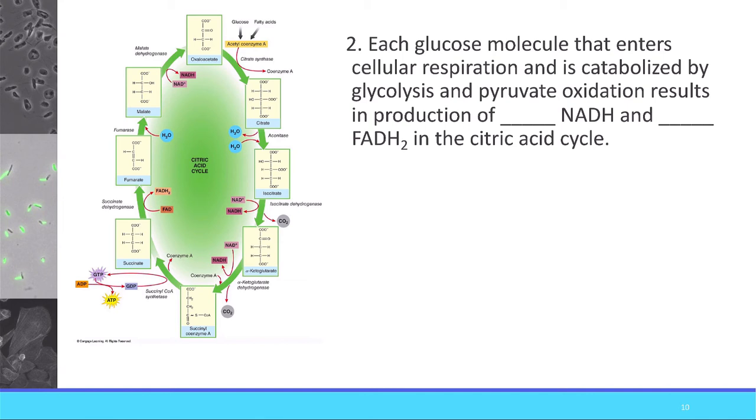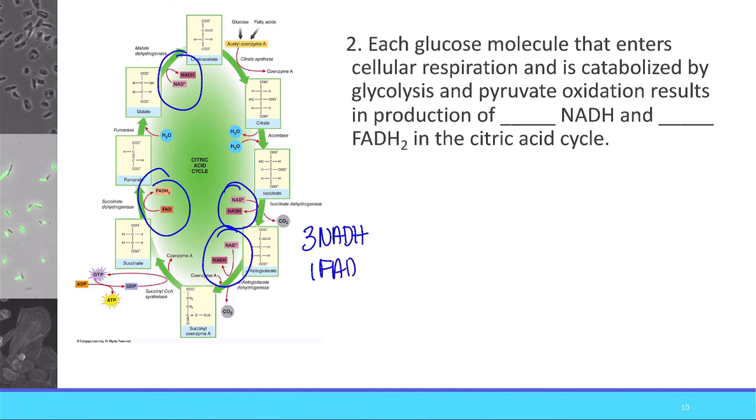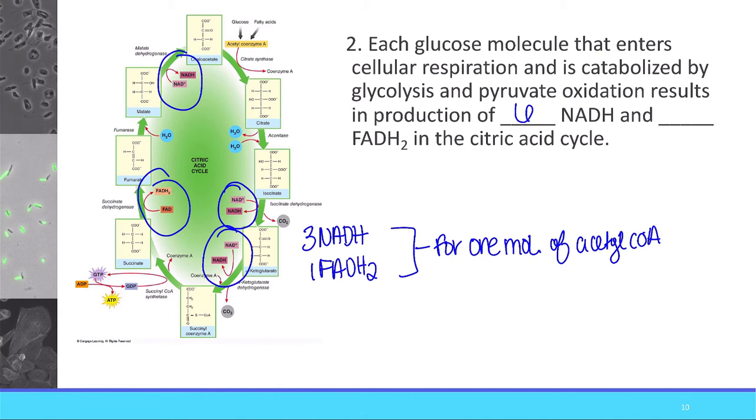So let's take a look at our citric acid cycle that we have here on the left. We have 1, 2, 3 NADH, and we have 1 FADH2. But this is for 1 molecule of acetyl-CoA. We know that there are actually 2 molecules of acetyl-CoA because at the end of stage 1, we produced 2 pyruvates. Each of those pyruvates was then converted to acetyl-CoA. So we actually have 6 NADH that are produced for 1 glucose, and we have 2 FADH2 molecules produced per glucose. So again, the key here is each glucose.